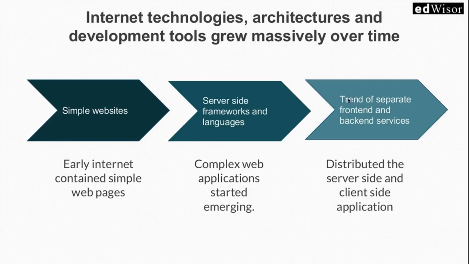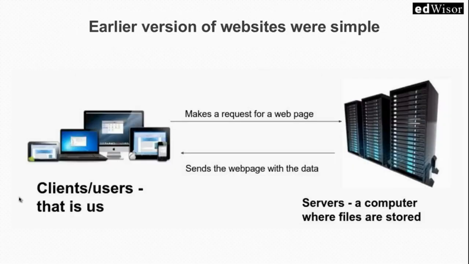And obviously we'll be talking about backend and front end separately, because they are the core part of the program as well as a core part of how the web works. So we really need to have a context of that. So moving on to the first part, that is the earlier version of websites. They were very simple. You can think of the devices as clients or users, that is us. Okay, we used to request a web page.